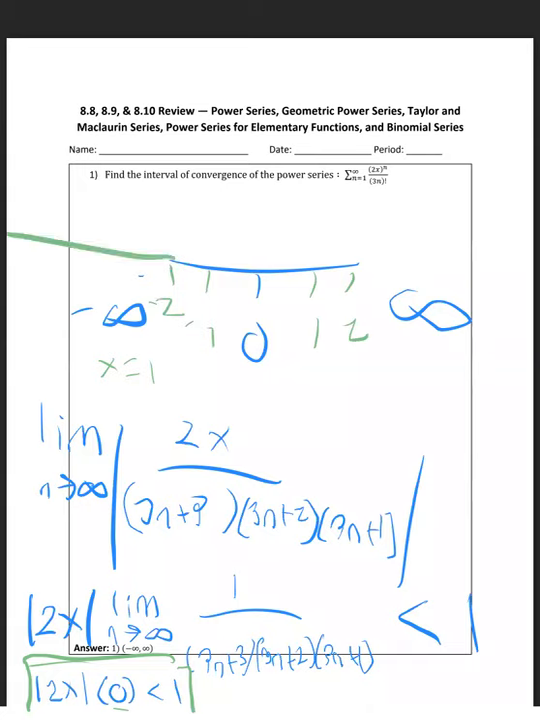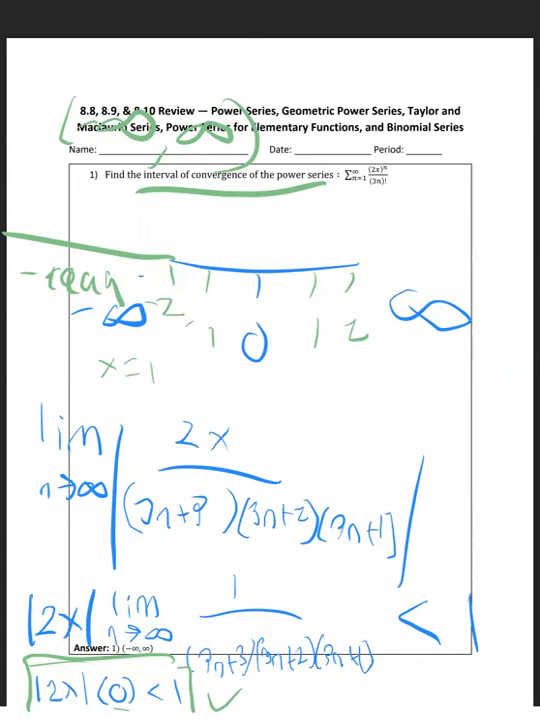You can literally plug in -9999, and it's going to give you the same answer. So the interval of convergence for this power series is -infinity to infinity, because you can plug in any of these and you're going to get less than 1. Does that make sense? Yeah, for sure. Okay, perfect.